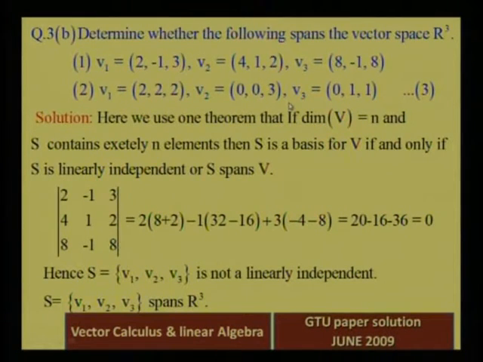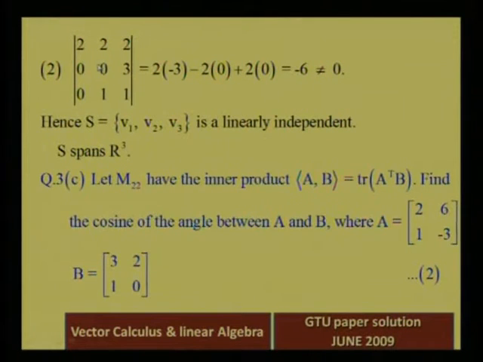Next, the three vectors (2, 2, 2), (0, 0, 3), (0, 1, 1). Again we use this determinant property. 2 into (-3), minus 2 into 0, plus 2 into 0. So basically we get -6, which is not equal to 0. Hence S, equal to {V1, V2, V3}, is linearly independent, and hence S spans R3.